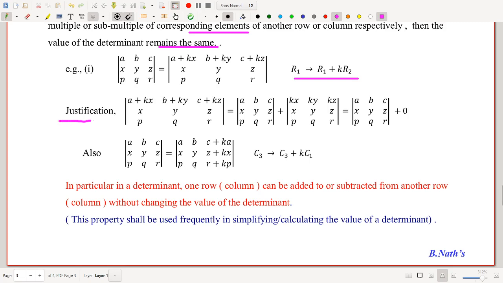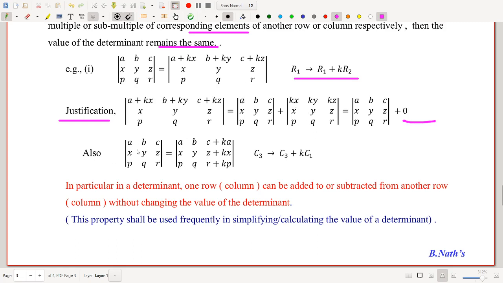We have given the justification here. On the right side we have written the first row as the sum of two elements, so we can write this as the sum of two determinants by the previous property. Now in the second determinant, we see that the first row is k times the second row. So if I take k common, two rows are equal, so 0. That's why we have written 0 here, means left side and right side are both the same. Therefore the property is proved here.